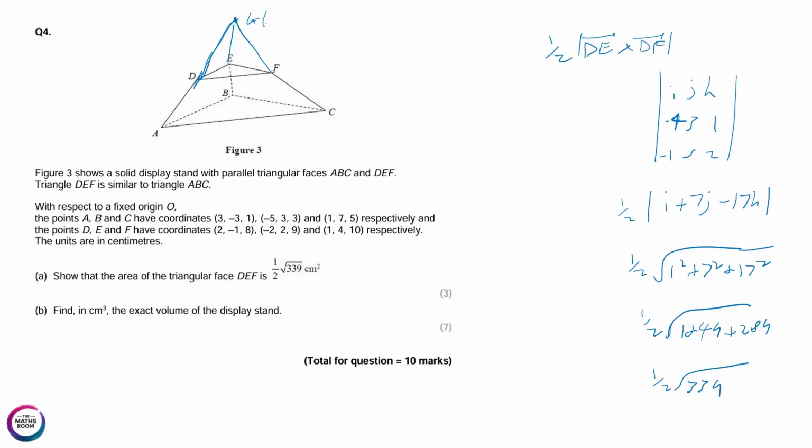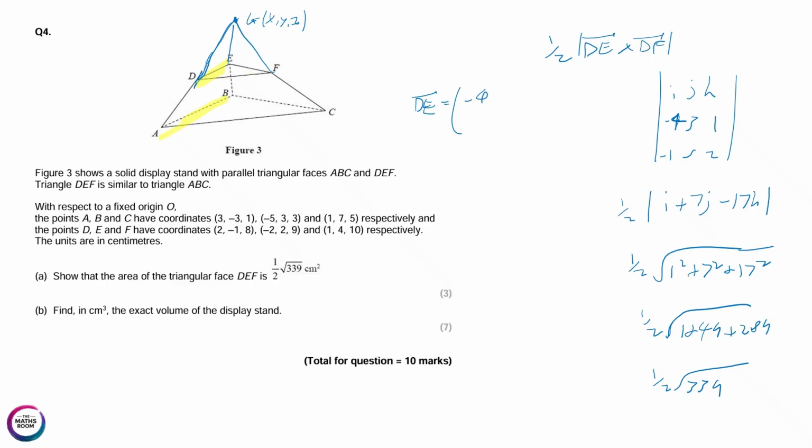So that's just the point X, Y, Z. Now, because they're telling me that the triangles are similar, I just need to find the scale factor. I can find the scale factor if I just look at DE and AB. That's going to tell me the scale factor, isn't it? I already know the vector DE. DE is the vector -4, 3, 1.